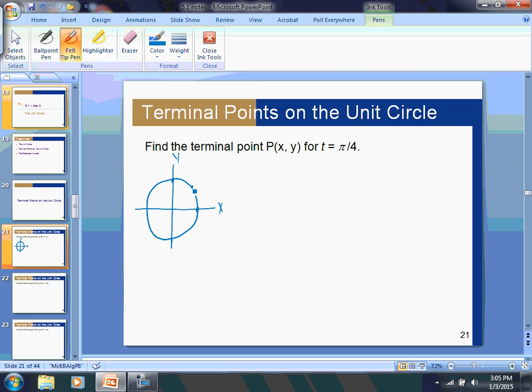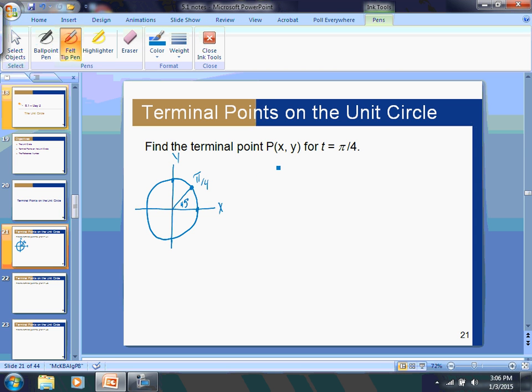So we want to find the terminal point that's right there at pi over 4. It's halfway between 0 and pi over 2. So if we think of it like this, okay, there's kind of like a little dashed line there. Okay, that's our 45 degrees. That's pi over 4, or 45 degrees. So it's a 45-degree measurement in there. And there's a couple different ways that we could think of this. I think the easiest way is possibly to think of it as a reference triangle.